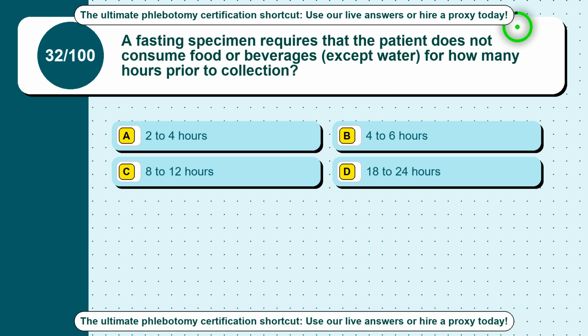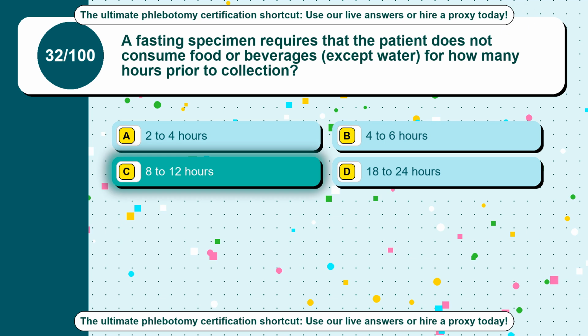Question 32. A fasting specimen requires that the patient does not consume food or beverages, except water, for how many hours prior to collection? Option A. 2 to 4 hours. Option B. 4 to 6 hours. Option C. 8 to 12 hours. Option D. 18 to 24 hours. The correct answer is option C. 8 to 12 hours.